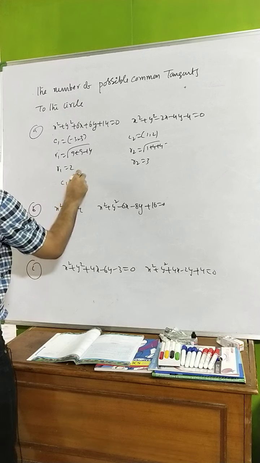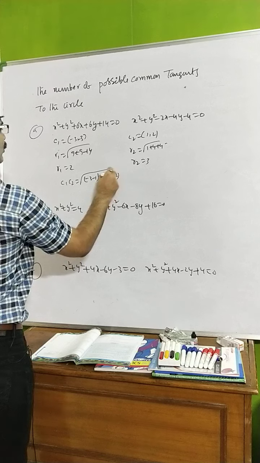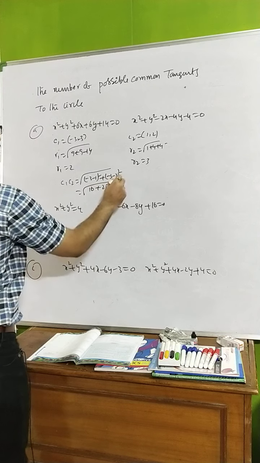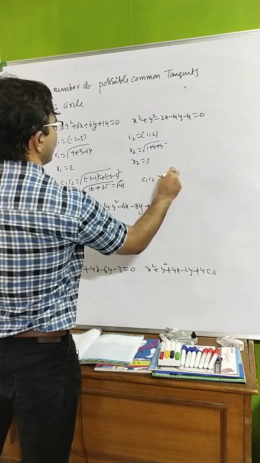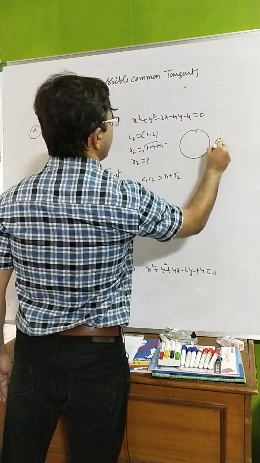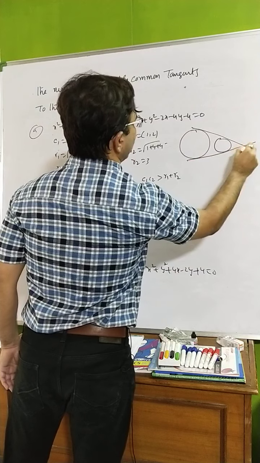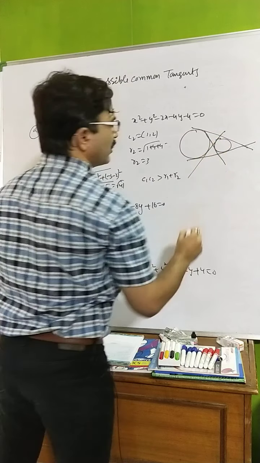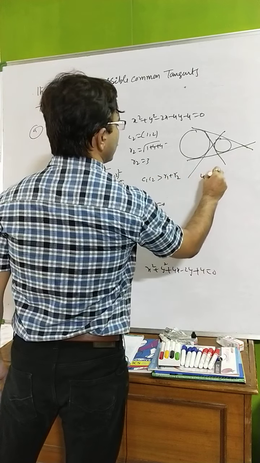Clearly C1C2 we are going to find in this case: (-3 minus 1) whole square plus (-3 minus 2) whole square. So you see this one, 16 plus 25, root 41 you got. Root 41, definitely C1C2 is greater than R1 plus R2. That means they may be like this, right? They may be in this way. So if they are like this, how many common tangents are possible? 2 direct common tangents and 2 transverse common tangents are possible. 2 direct and 2 transverse. So overall what? 4 tangents.